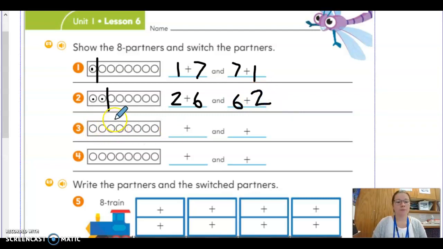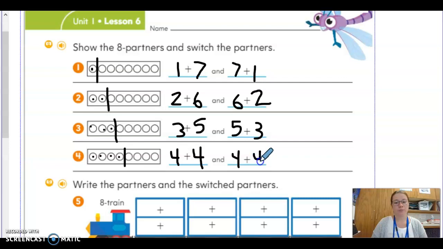Now we're going to split it up by 3. We have 3 and 5, and if we switch those partners, it would be 5 and 3, and then 1, 2, 3, 4 break apart, color in, then we have 4 and 4, and then we also are going to switch the partners even though it's the same number. 4 and 4. All right, good. Those are our partners of 8.